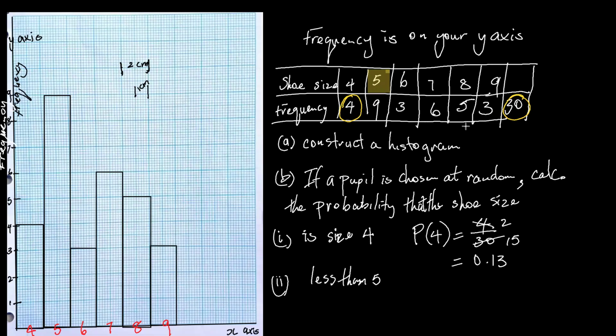You all understand that? Yes, sir. So less than 5, you can't look at the 9. You have to look at less than 5, which would be 4. If it's less than, then you have to look at 4. So your answer, the probability less than 5, would be equal to 4 over 30. Same answer.